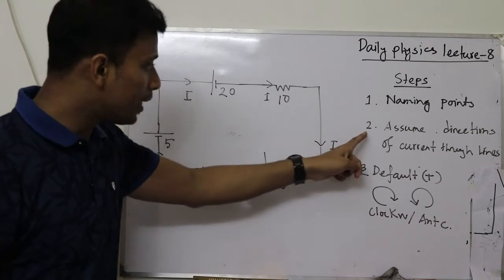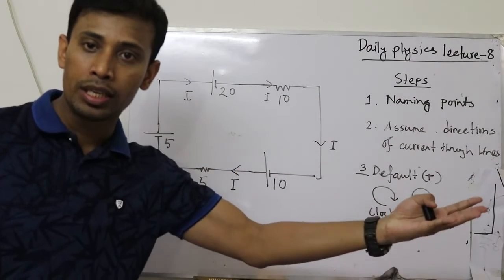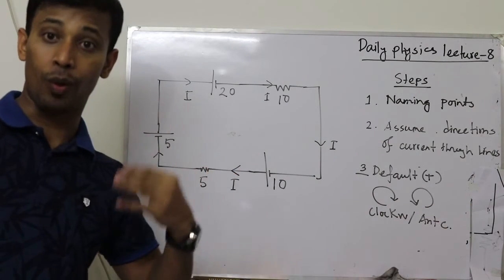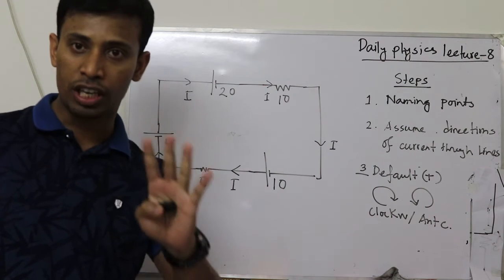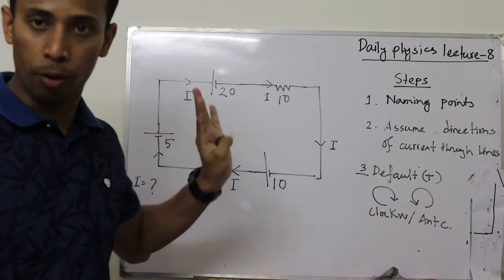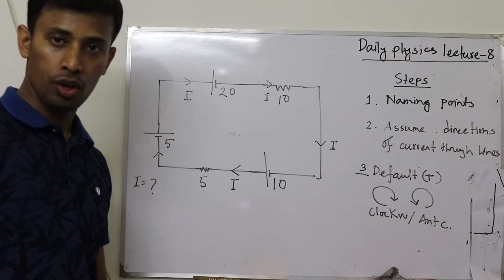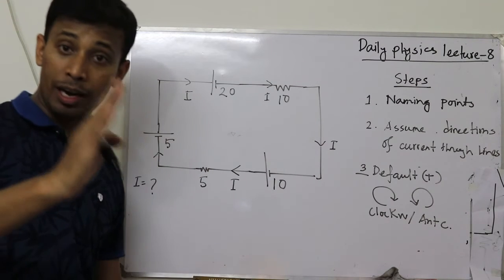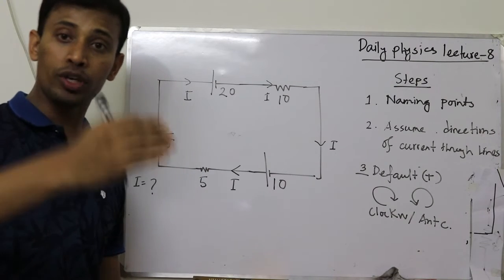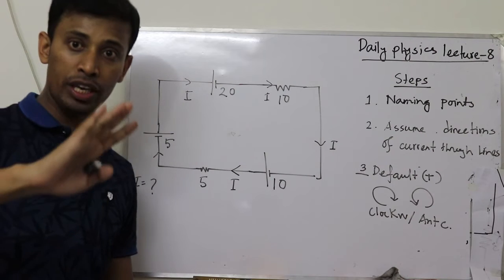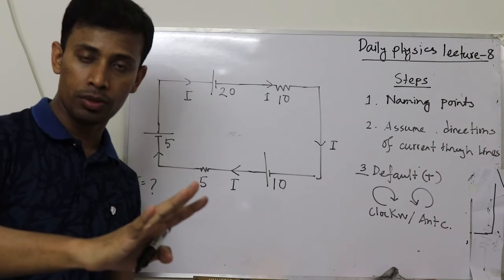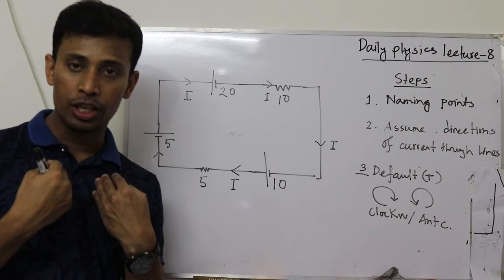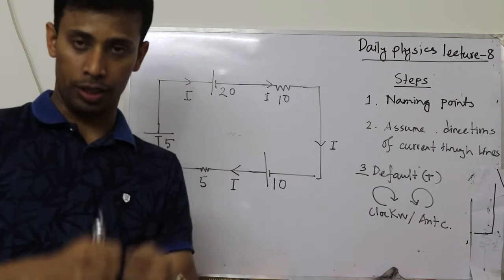Okay, I already completed step 2. I already named the current flow and identified the direction of current flow. We assumed it. This is not given, I assumed it. Step 2 complete. Let me tell you, step 2 is all about you. You will assume your direction. It's not important what I am assuming, it's all about what you are assuming.